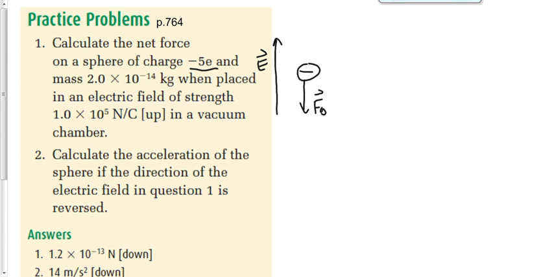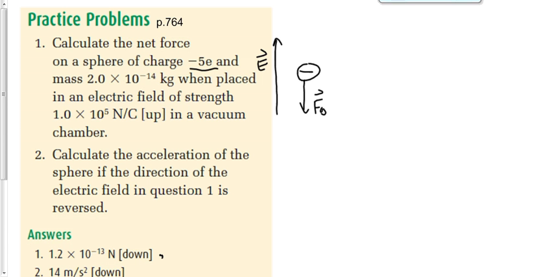If the field is up and it's a negative particle, then which way is the force? Cassie, which way is the force if the field is upwards and it's a negative particle? Good, the force is downwards. Now, when they did it in the book, they assumed the force is upwards, and that's what gave them that value of the net force.